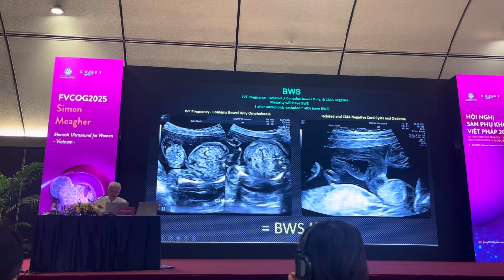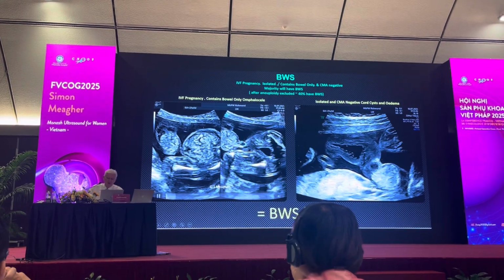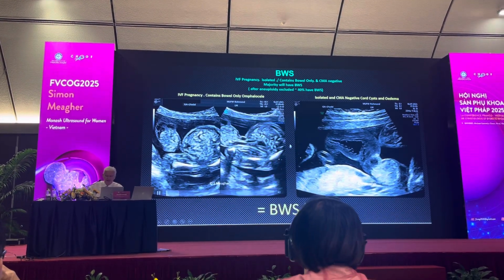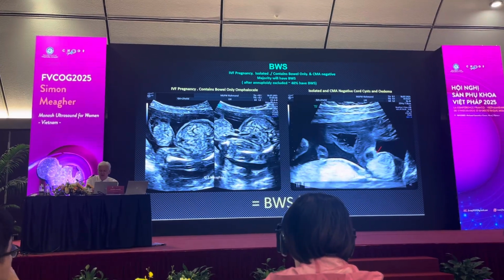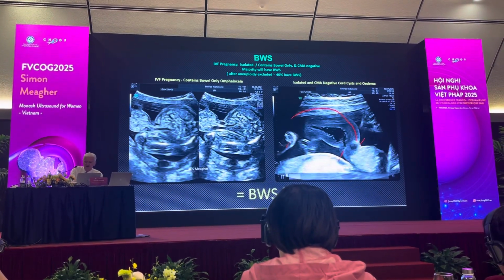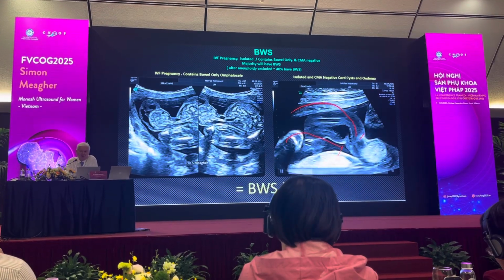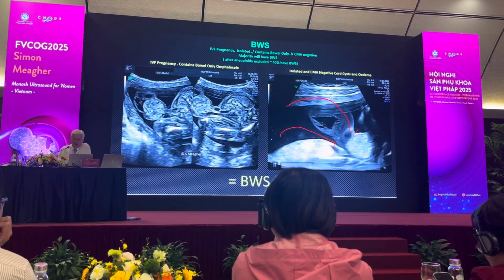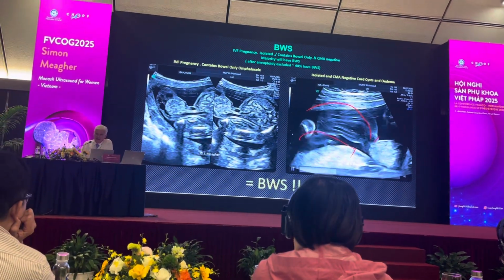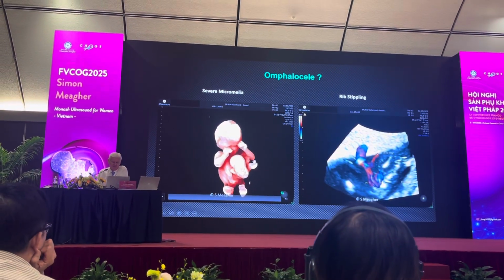Also, when you scan these babies, you'll find frequently there's a cord insertion site, there's your omphalocele, and quite frequently it obstructs the lymphatics, and you get this very dilated looped cord. Don't worry too much about these. Just check that your blood flow studies are okay. But some of these babies with omphalocele can obstruct the lymphatics in the cord.